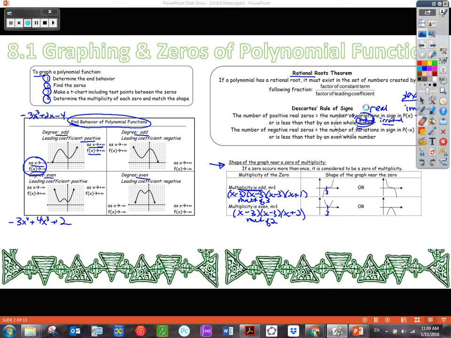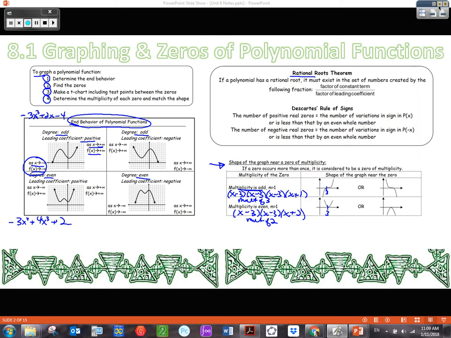So what do we do? Well, the theorem tells us that all the numbers created by this fraction are the only possible rational roots, and then we have to work through the list. It would be factors of the constant term over factors of the leading coefficient. This would be P and that would be Q, and we will look at an example of that in just a moment.